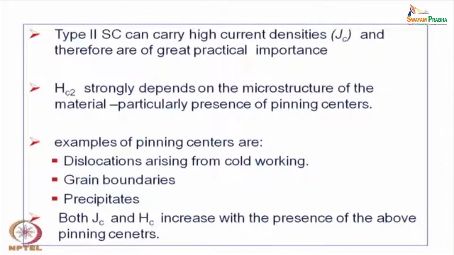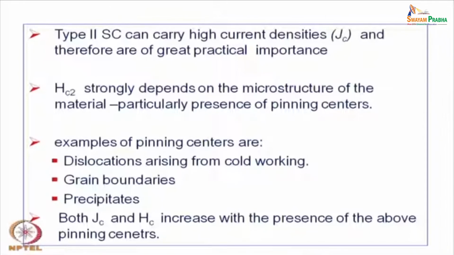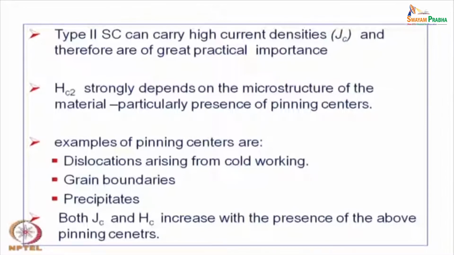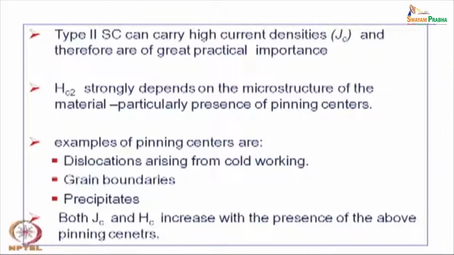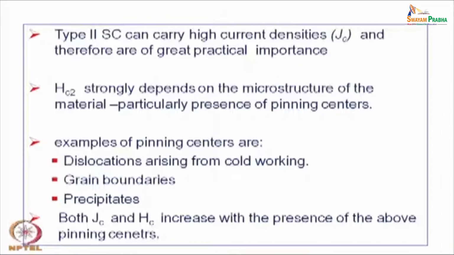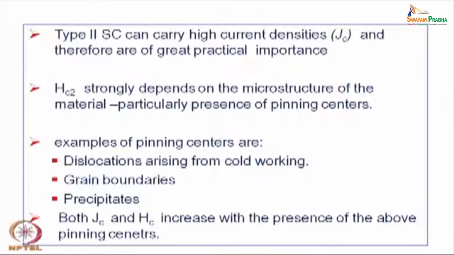Even if the local magnetic field or local Jc, the critical current, increases for some reason, there should not be any catastrophic failure. In type 2, the chances of catastrophic failure are less, and therefore type 2 superconductors are more preferred. Not only that, the current densities are relatively high.